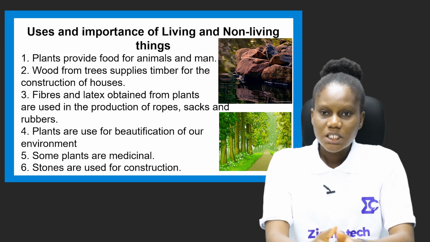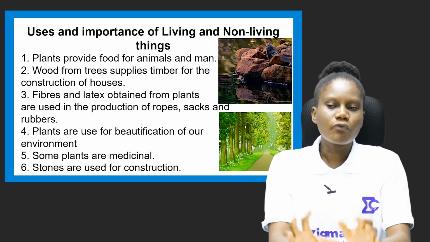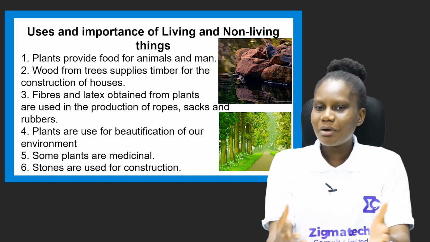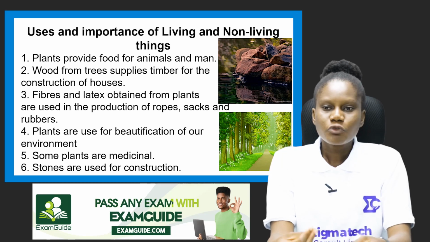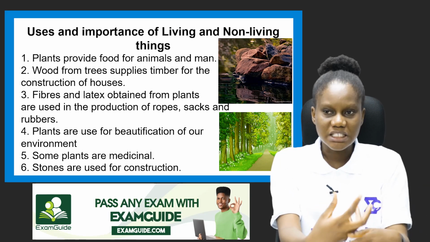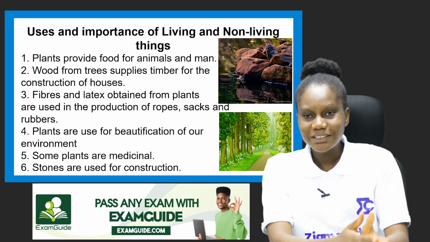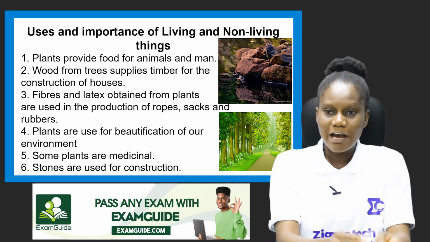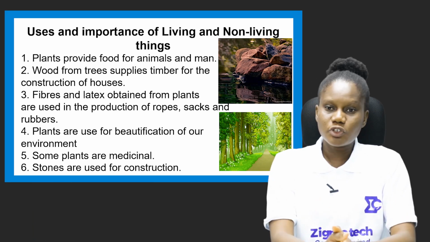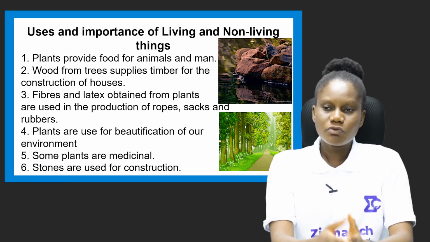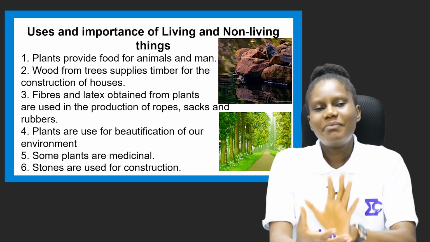Number 3, fibers and latex obtained from plants are used in the production of ropes, sacks, and rubbers. Latex especially is used in the production of rubber. They extract it from trees, and they take it to the industry, and from there rubbers are produced. Fibers can be used for the production of ropes. It can be used for the production of sacks, and all these are gotten from plants.